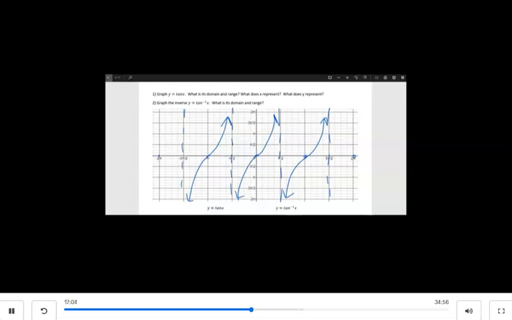Okay, so what's the domain? Domain is all reals except odd integer multiples of pi over 2. And then, of course, my range. That thing goes on forever and ever. It's all reals.